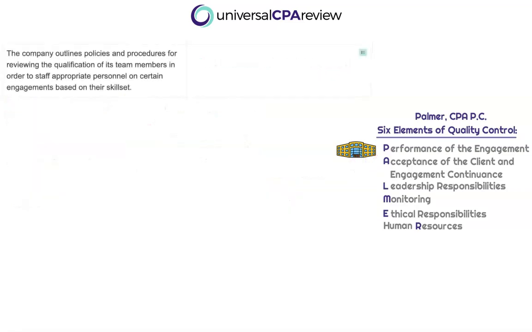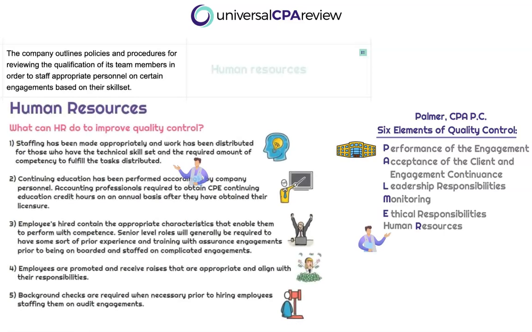Okay, so the company outlines policies and procedures for reviewing the qualifications of its team members in order to staff appropriate personnel on certain engagements based on their skill set. All right, so we got to remember that human resources is more than just hiring and firing people, right? It's more than just onboarding personnel. It also has to do with staffing.